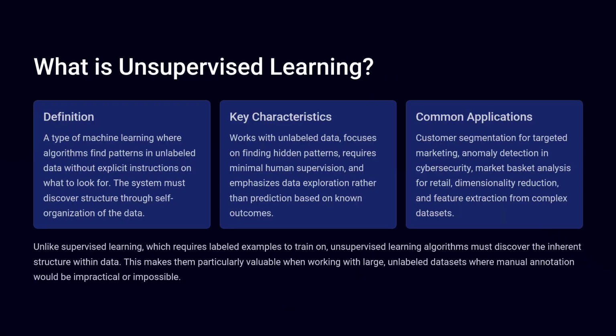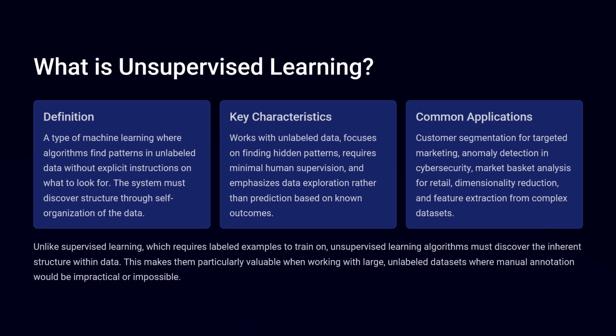What is unsupervised learning? Definition: a type of machine learning where algorithms find patterns in unlabeled data without explicit instructions on what to look for. The system must discover structure through self-organization of the data. Key characteristics: works with unlabeled data, focuses on finding hidden patterns, requires minimal human supervision, and emphasizes data exploration rather than prediction based on known outcomes.